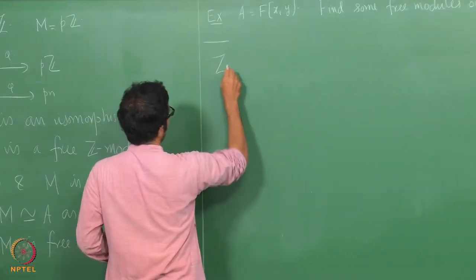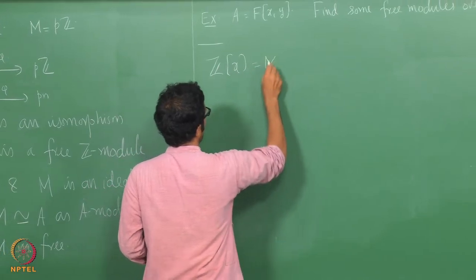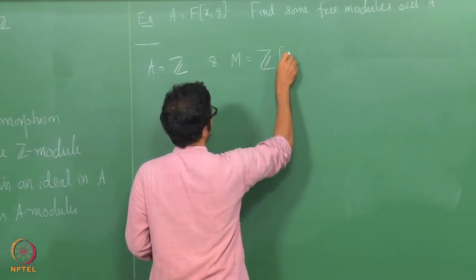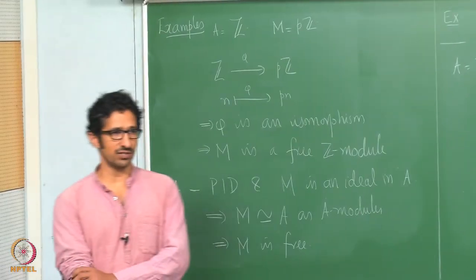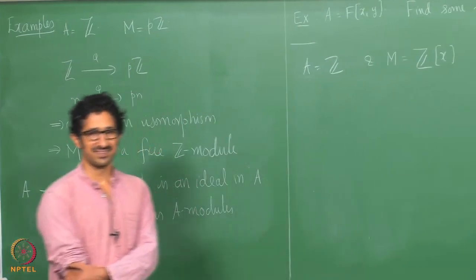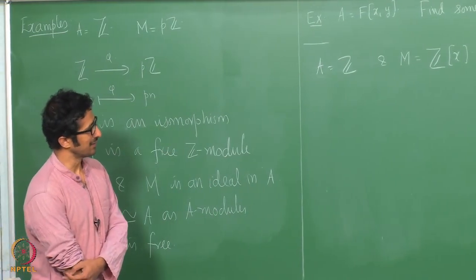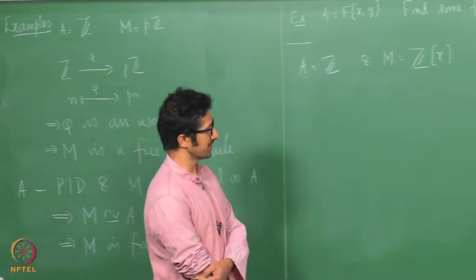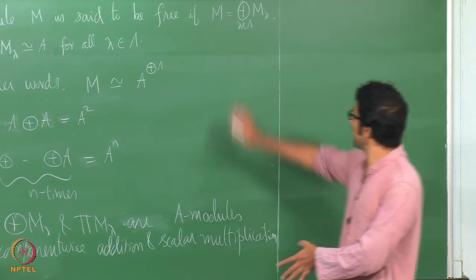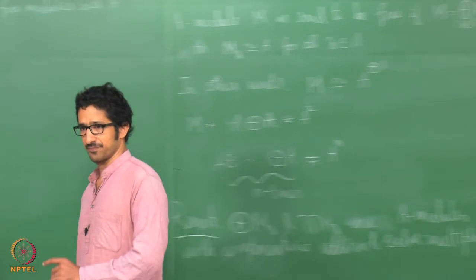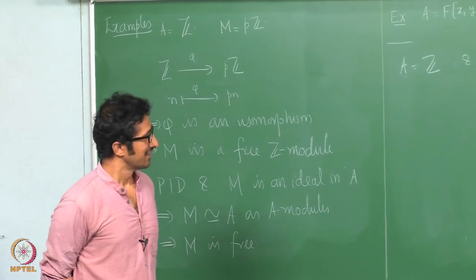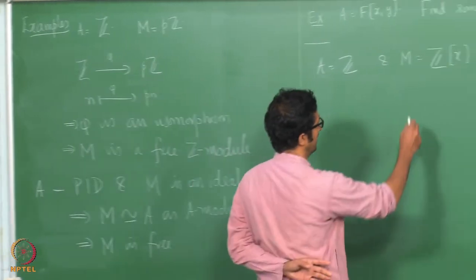Z[x]. So your A is Z and M is Z[x]. Is this free, not free? Not finite. It is not finite. That's okay. So there is one way to say it is not free: you have to say that M cannot be isomorphic to something of this form. But you can show that M is isomorphic to A direct sum, where the index is infinite. Yeah.